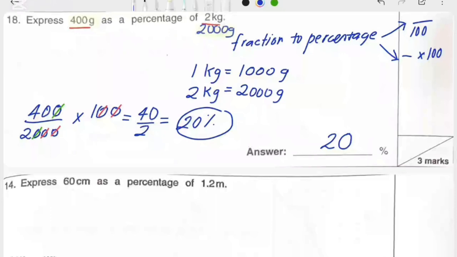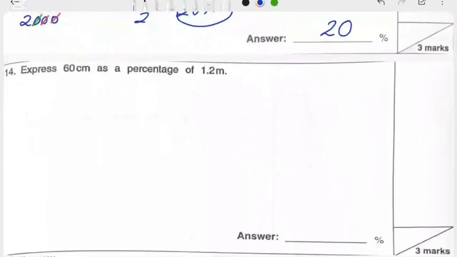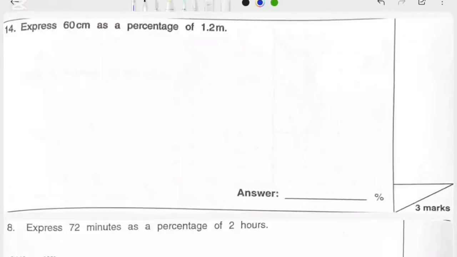Now let's look at a similar question. Express 60 centimeter as a percentage of 1.2 meters. The steps are the same. 60 centimeter and 1.2 meter, they are in different units. So we need to first convert 1.2 meter into centimeters. Now let's recall the conversion rate. 1 meter is equal to 100 centimeter. From 1 meter to 100 centimeter, the multiplier is 100.